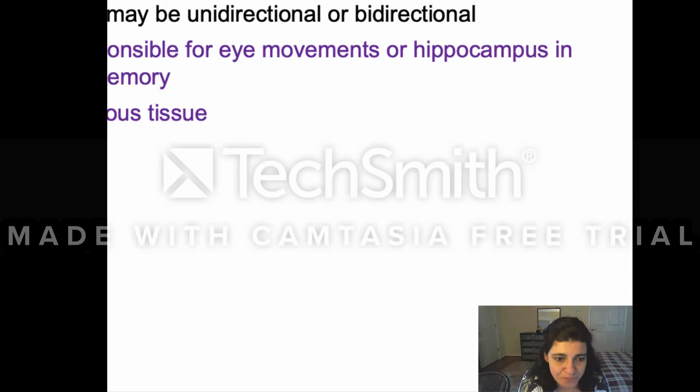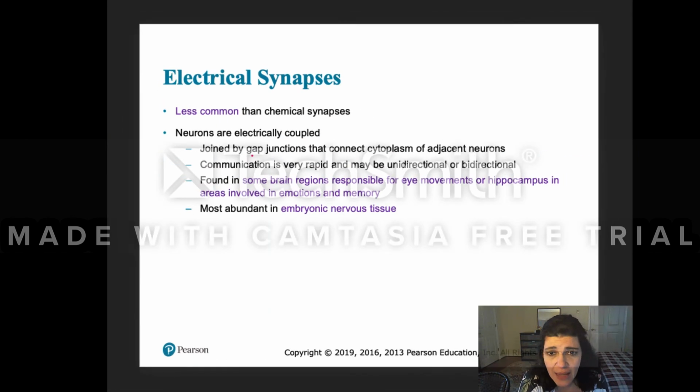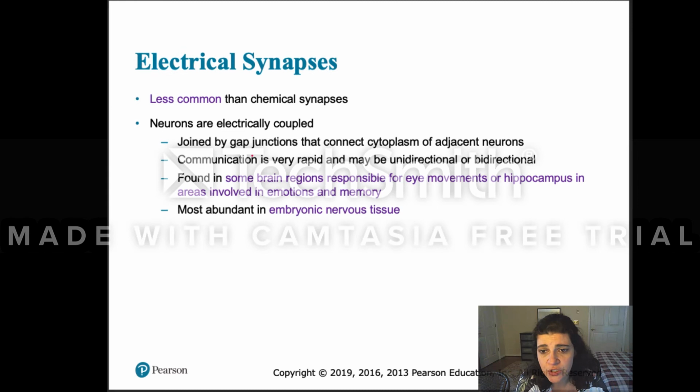Electrical synapses are less common, but usually you find them in some brain regions that are responsible for eye movement, or in the hippocampus, areas that are involved in emotions and memory. It's also very abundant in embryonic nervous tissue. Okay, so these are just electric charges that are passed from one neuron to the other.